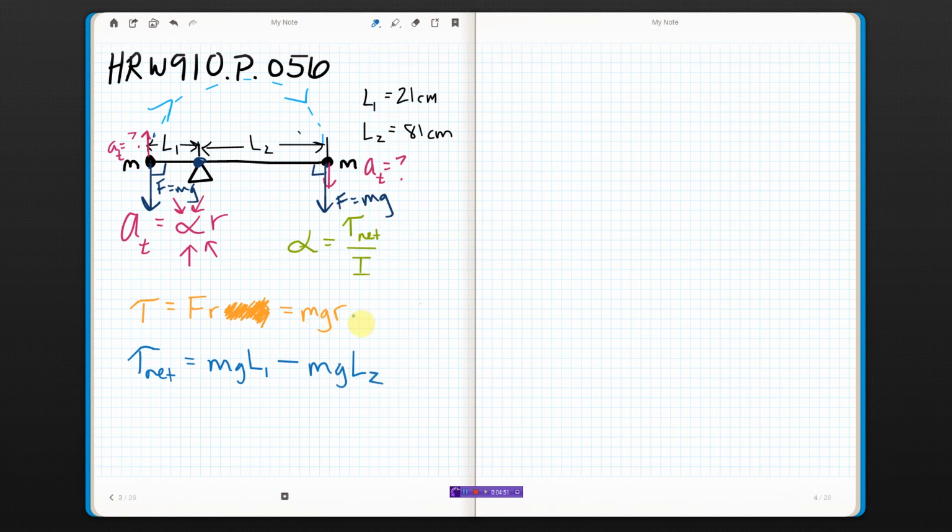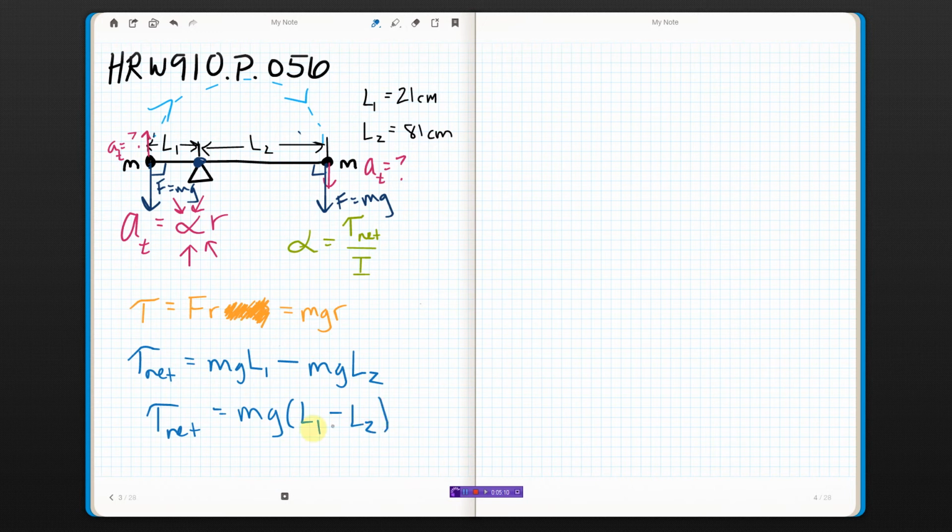Remember, I'm doing mgr for both. In this one, the r is L1. This one, the r is L2. Okay, I'm going to go ahead and pull that mg out, because I like to factor things when I can. And that gives me mg times the quantity of L1 minus L2.